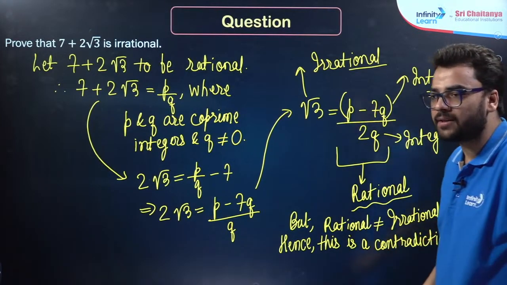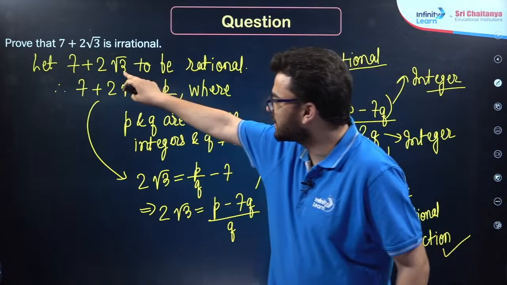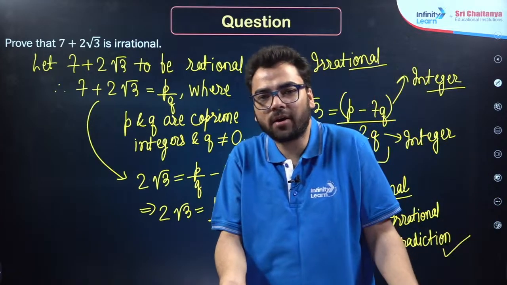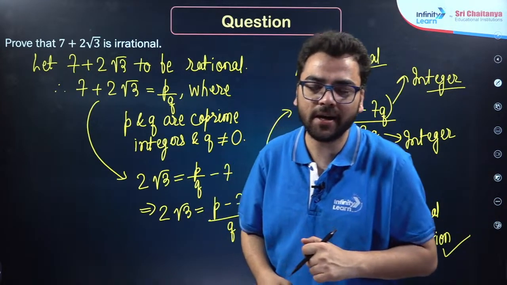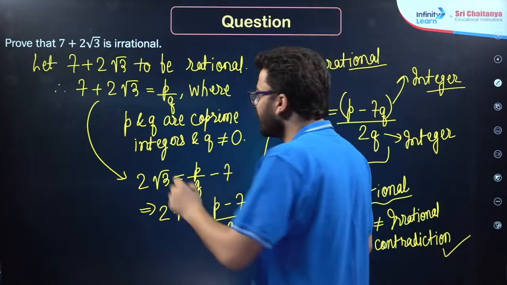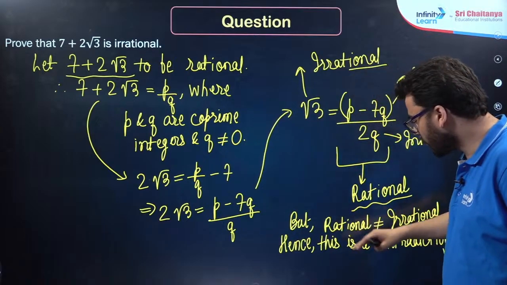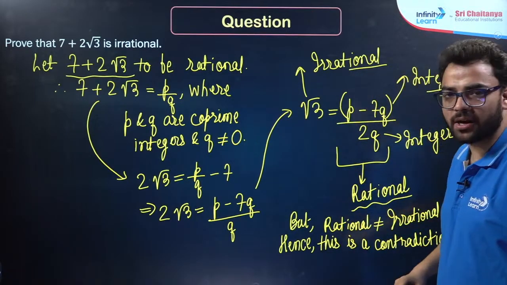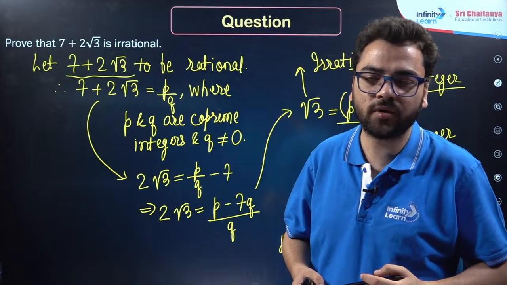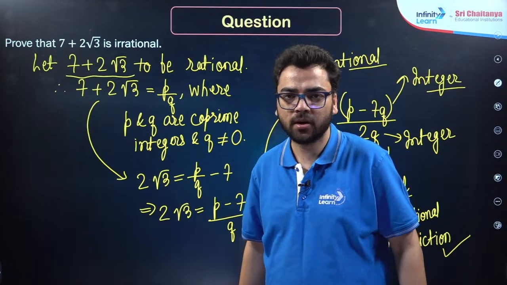And then you will write this contradiction arised due to a wrong assumption of taking 7 plus root 3 to be a rational number. So if it's not a rational number, there is no other possibility but to say that 7 plus 2 root 3 is irrational. Is it clear? These two sentences at last you have to write. This is a contradiction, and this contradiction arised due to a wrong assumption of taking 7 plus 2 root 3 to be rational. Hence it is irrational. I hope this is clear.